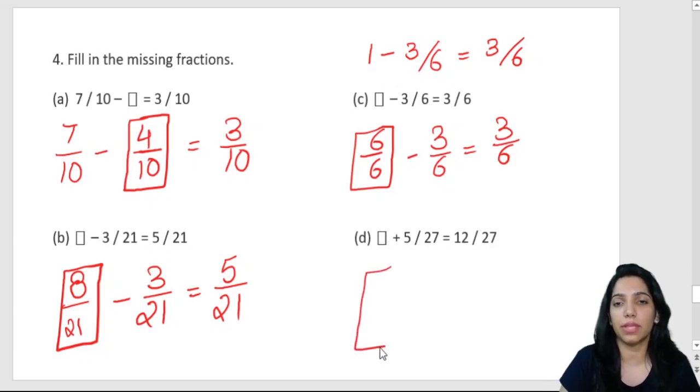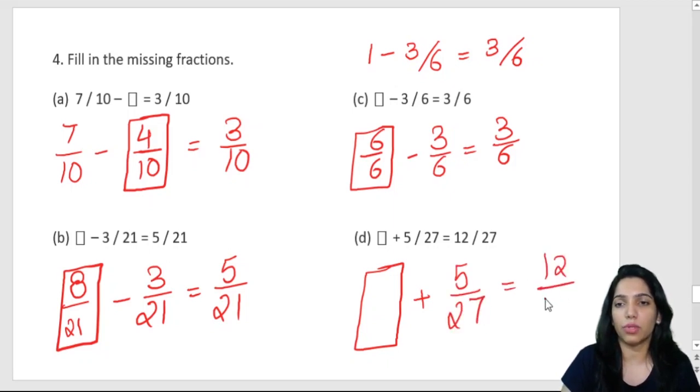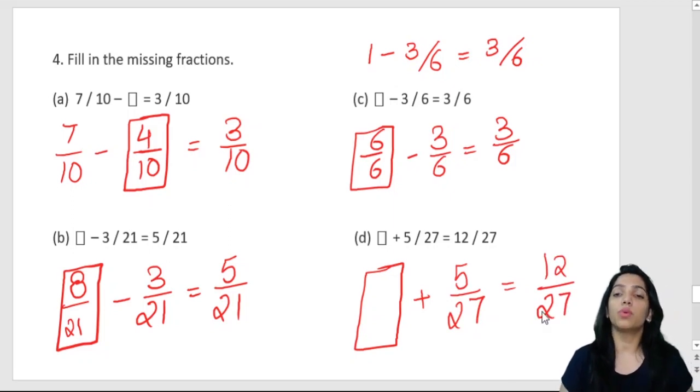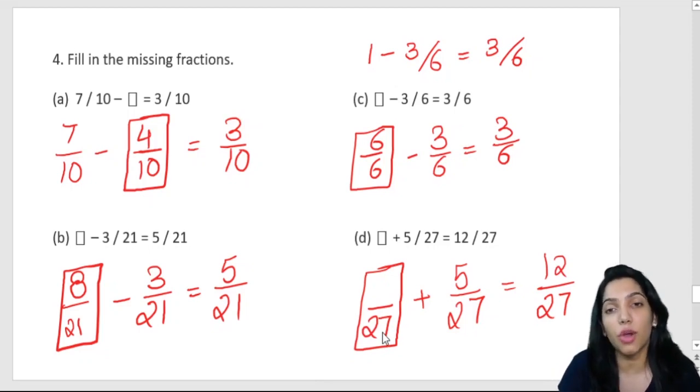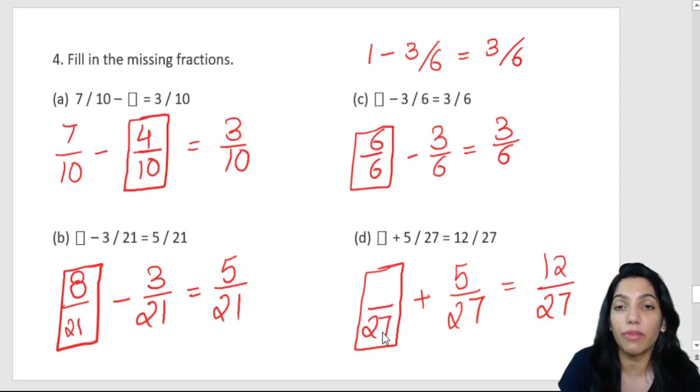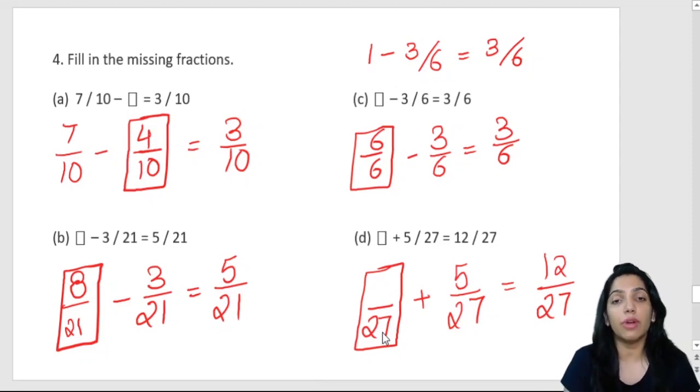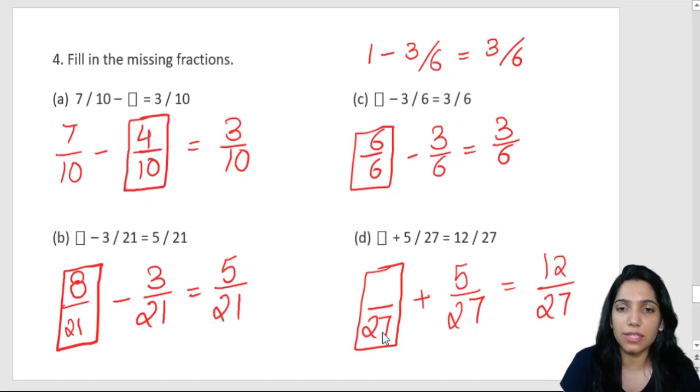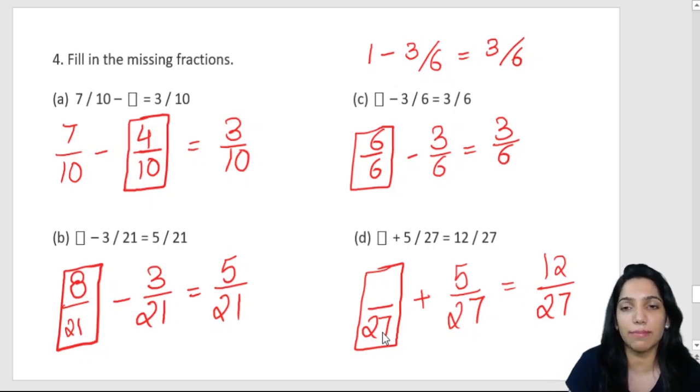Here it's something plus 5 over 27, that gives 12 over 27. Now what will you add to your 5 to get 12? So the first thing is very simple, that you make sure that you write down the denominator as it is, because we are working with like fractions. So working out the denominator is no big task. We just have to write down the same denominator.